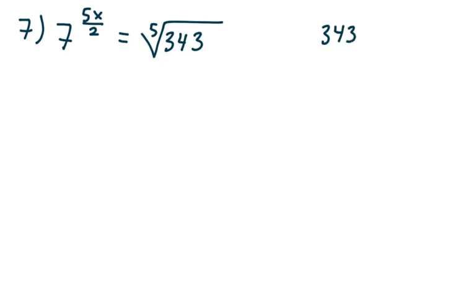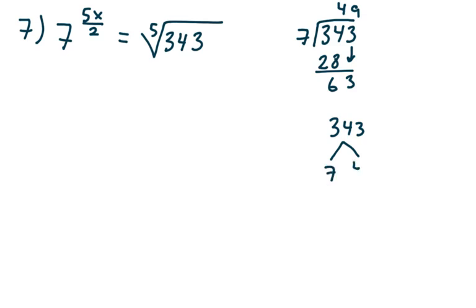Now, 343 divided by 7. Well, 7 goes into 34 4 times. 4 times 7 is 28. If I subtract, I get 6, bring down the 3. 7 goes into 63 9 times. So it does look like 343 can be written as 7 times 49. But I already know 49 is 7 times 7. So it looks like we're good to go there.